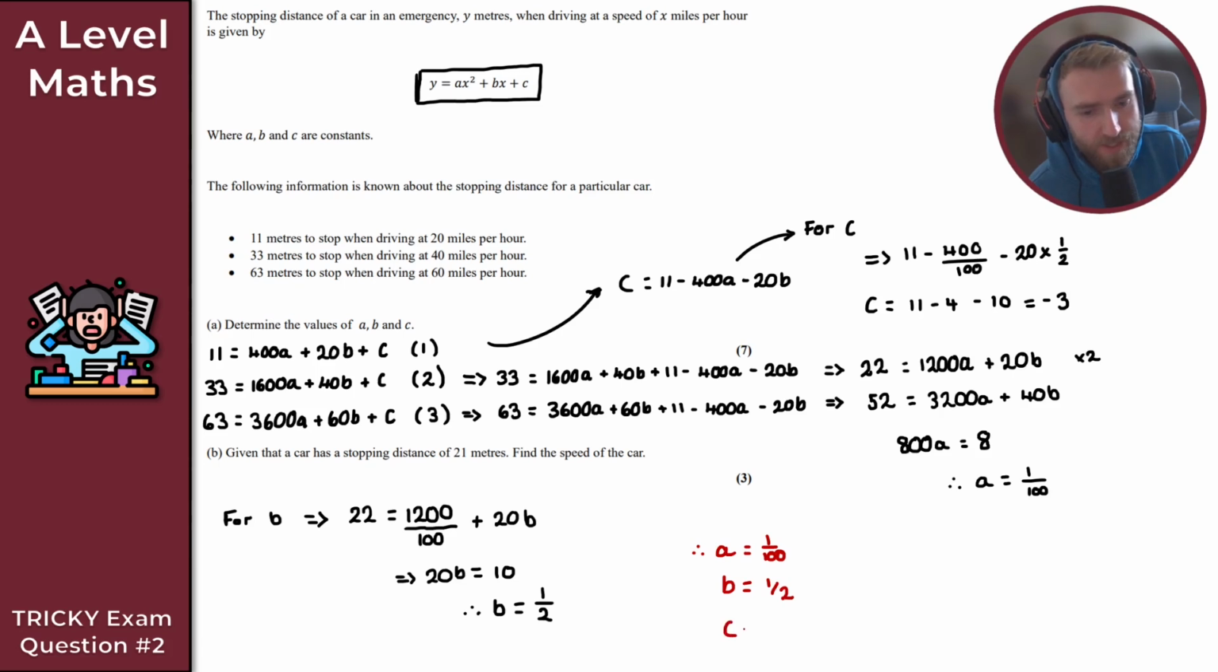And then finally for C, what did we get here? We got -3, right? So C is equal to -3. And there we have it. So that gives us the solution to the first part of this tricky A-level maths question here. So that's part A done. Let's just quickly clear the screen and have a go at part B.